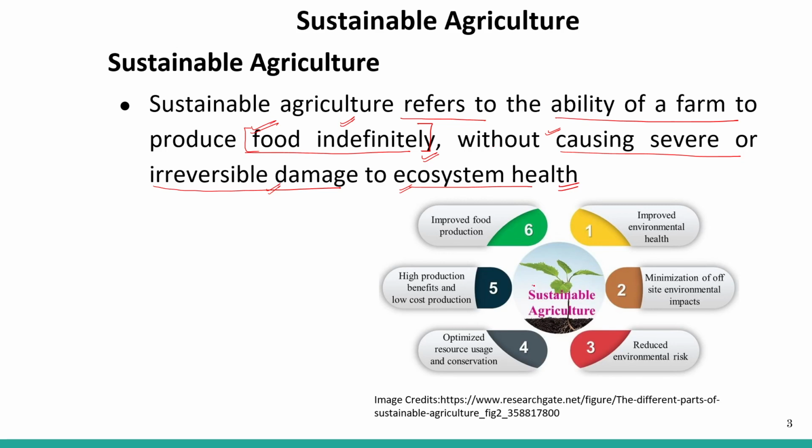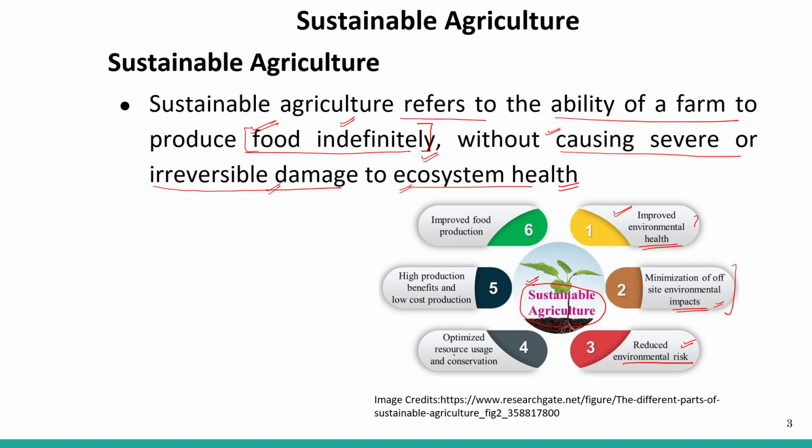So what are the things that we should keep in mind while we are studying sustainable agriculture? Improved environmental health. So there should be concern for environmental health. Minimization of off-site environmental impact. So there should not be big environmental impacts on the cropland, or around the cropland. So that is minimized. Reduced environmental risk. There should not be any type of environmental risk, right?